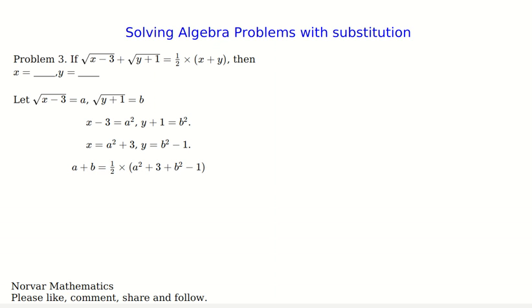Multiply both sides by 2. 2a + 2b = a² + b² + 2. Move all terms to one side. a² + b² − 2a − 2b + 1 = 0. Use the perfect square formula. (a − 1)² + (b − 1)² = 0. If the sum of two non-negative numbers equals 0, then the two non-negative numbers must each equal 0.